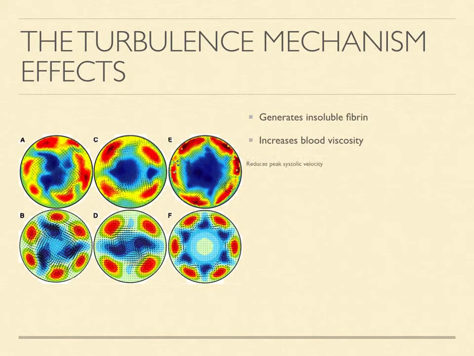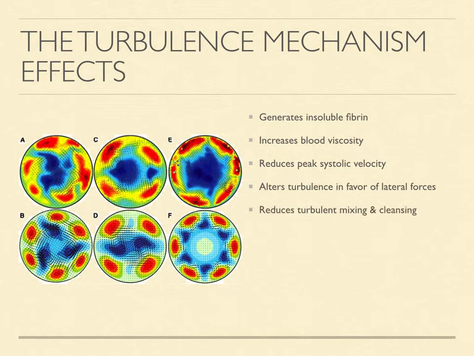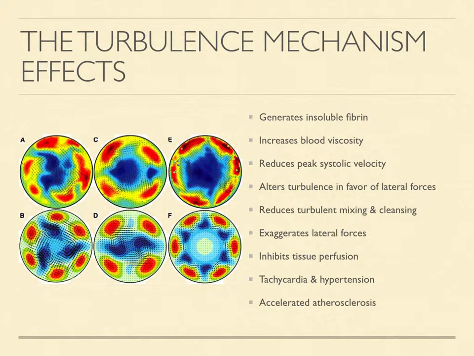By exaggerating blood viscosity, the turbulence mechanism reduces peak systolic velocity, which alters diastolic turbulence in favor of increased lateral forces at the expense of turbulent mixing. The increased viscosity also reduces ejection fraction, causing a compensatory increase in heart rate via the Starling mechanism. These relationships explain why sympathetic activity causes tachycardia, hypertension, and decreased tissue perfusion.